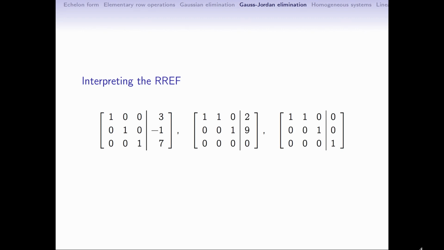Let's practice interpreting the reduced row echelon form. So let's take a look at this matrix on the left. It's in reduced row echelon form, and we can see that every one of the variables, let's name them x, y, and z as we move from left to right, each of those is a bound or a leading variable. In this case, we can actually read the solution out immediately, right? We can see that x is equal to 3, y is equal to -1, and z is equal to 7. So when there's a unique solution, it's very easy to read right out of the reduced row echelon form.